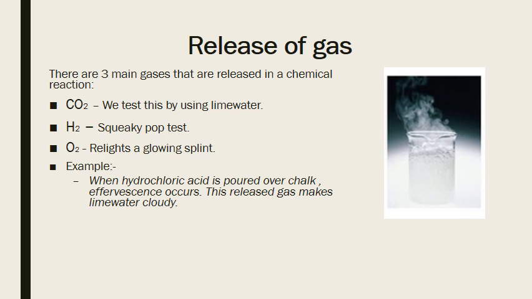Release of gas. There are 3 main gases that are released in a chemical reaction. So we've got carbon dioxide, hydrogen and oxygen. With carbon dioxide, we test this by using lime water. With hydrogen, this gives us a squeaky pop when we put a flame next to it. And with oxygen, it relights a glowing splint. So an example of this is when we add hydrochloric acid over chalk, effervescence occurs. This released gas makes lime water cloudy.